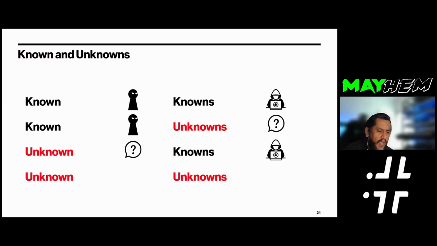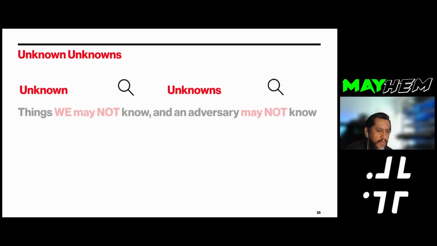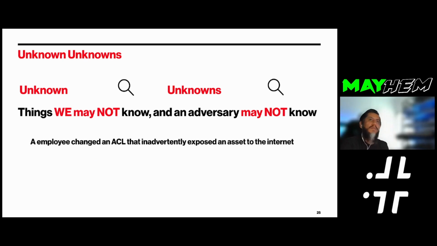The more interesting part is the things that we don't know and they don't know: the unknown unknowns. So again, things we might not know, but an adversary might not know either. We're both blind to that. A good example would be an employee making a network change in a router or firewall, and an access list, an ACL, got dropped, and now people can connect from the internet to systems that they shouldn't. For whatever reason, we don't know about that, and an adversary doesn't know yet, so we're blind to it.